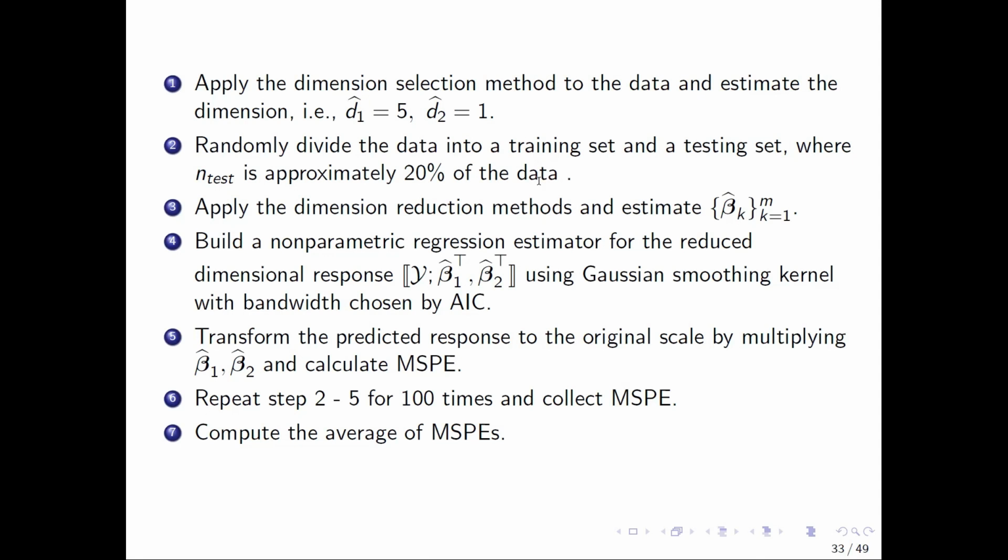We repeated this 100 times and collected the MSPE to calculate its mean and standard deviation. I would like to mention that all three methods are used for dimension reduction purposes, and all went through the same non-parametric regression setting when we build the regression model.